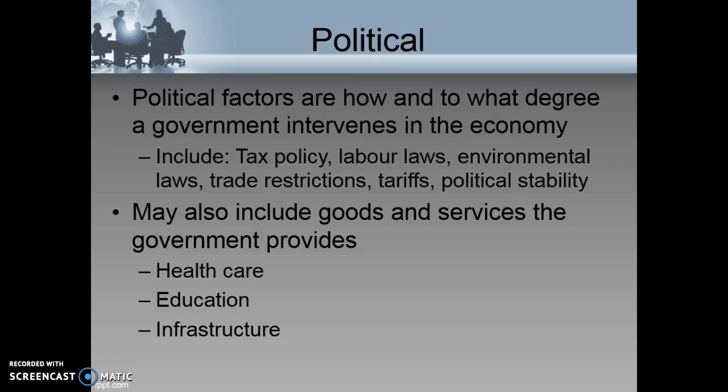It may also include goods and services that the government provides, because this could affect directly our competition or our ability to gain resources. So things like the healthcare, the education, the infrastructure, making a difference as to how we're going to transport our goods around.